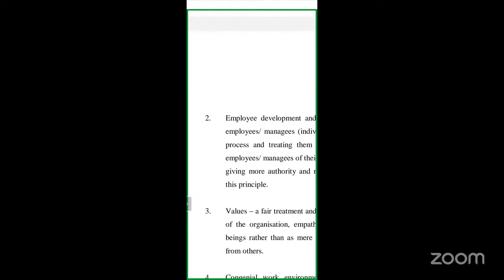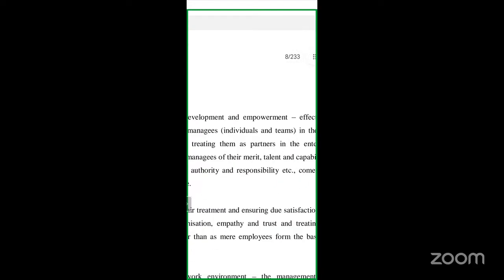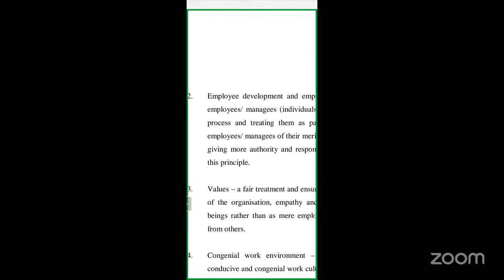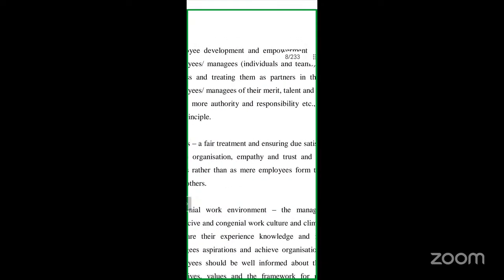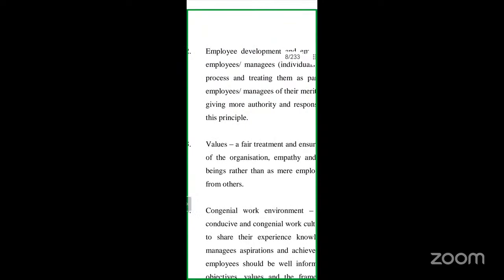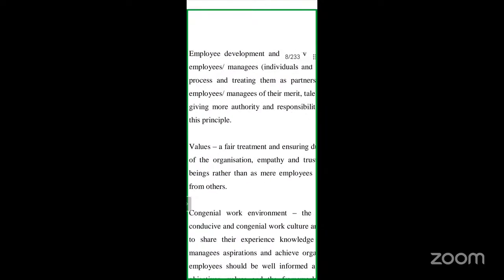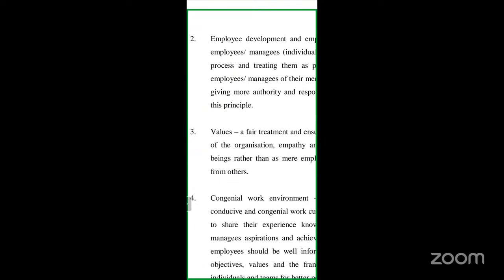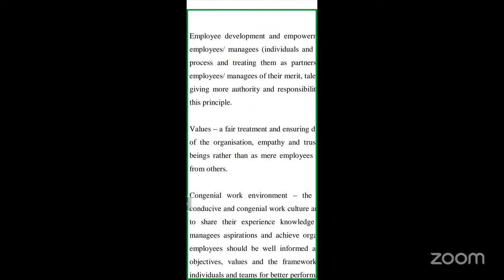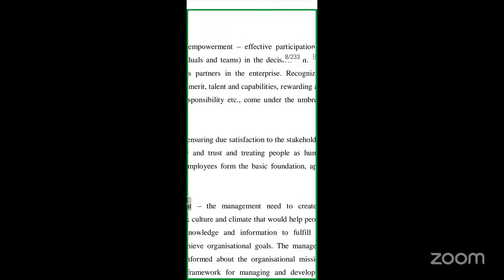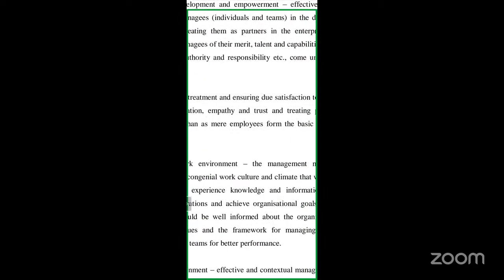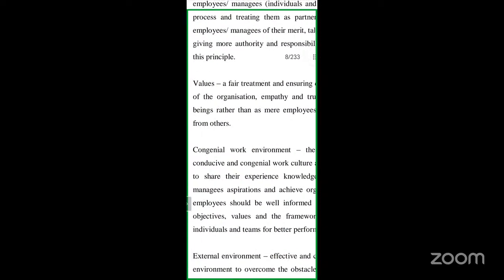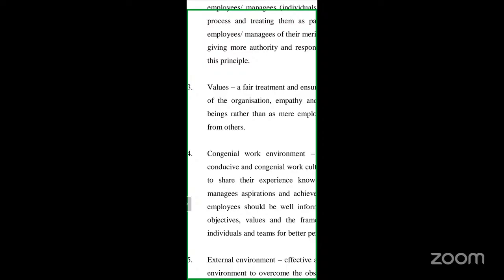Then comes employee development and empowerment, effective participation of employees. All the employees should participate effectively so that the throughput will be good. Throughput is nothing but the goal being achieved in an efficient way. Then when the employees are participating in a good way, we have to give some rewards. Rewarding the employees is also a good principle in achieving performance. Then comes the values: a fair treatment and ensuring due satisfaction to the stakeholders. There should be fair treatment regarding the satisfaction of the stakeholders of the organization. Empathy and trust and treating people as human. This is also a good quality of HRM, human resource management.